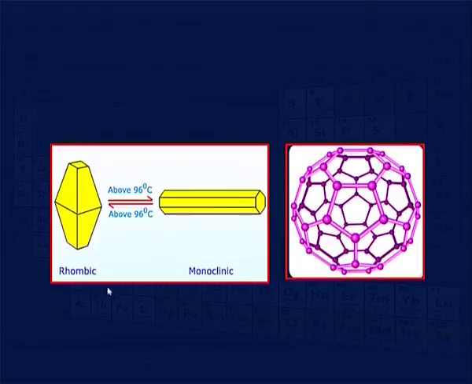This is the presentation of rhombic sulfur and monoclinic sulfur, and on the right side is the structure of fullerene, which has a specific arrangement of pentagonal and hexagonal rings. In the front part you will find a pentagonal ring surrounded by hexagonal rings all around. This is the structure of fullerene, and it will be discussed in detail at a later stage.